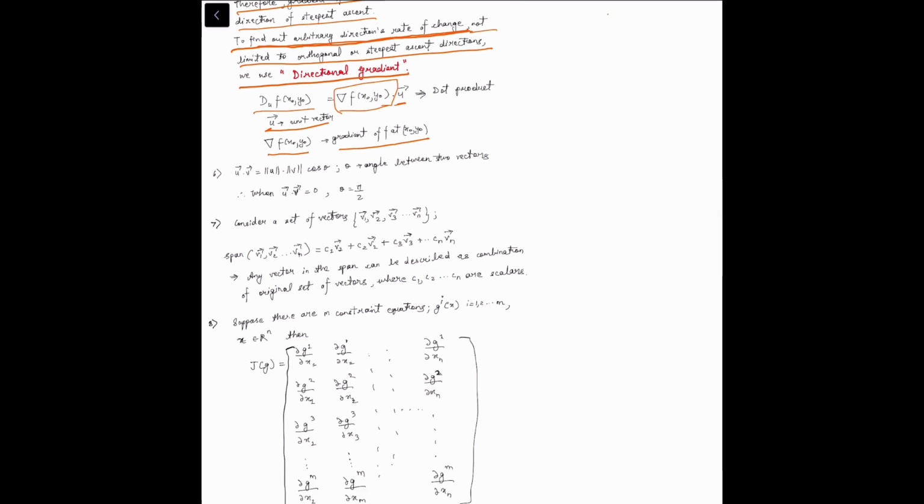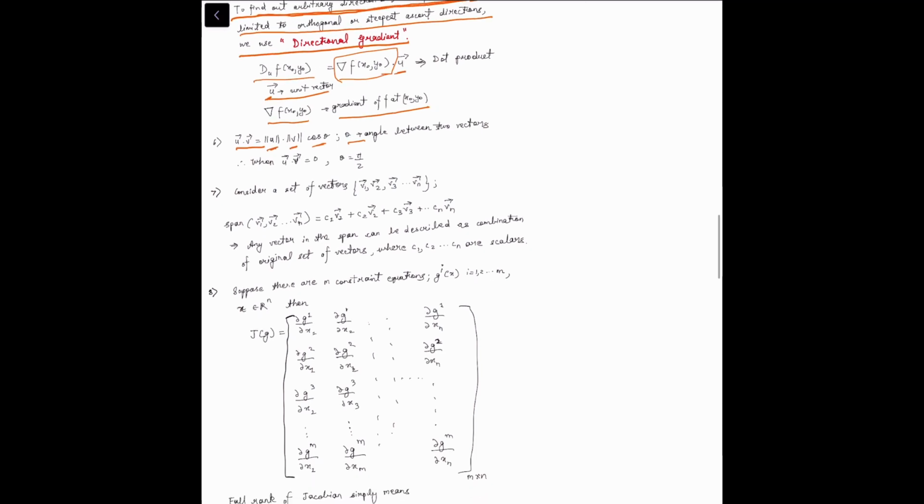The next concept is the dot product. U dot v is equal to the norm of u multiplied by the norm of v multiplied by cos theta, where theta is the angle between the two vectors. And if the dot product is 0, that means the angle between the two vectors is 90 degrees.